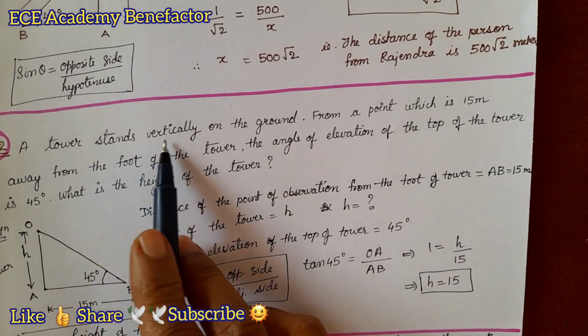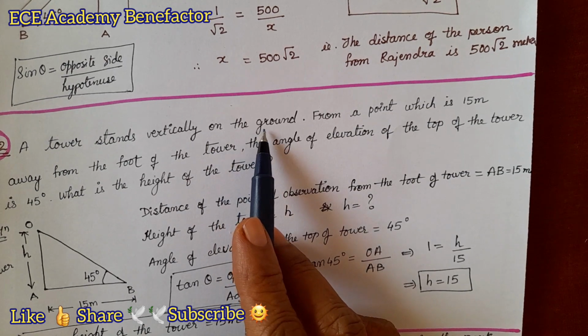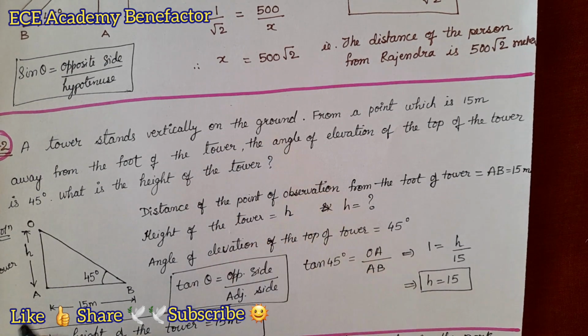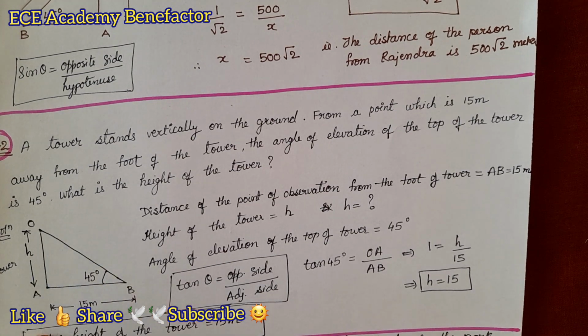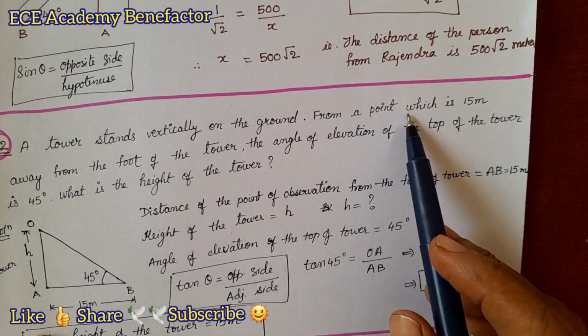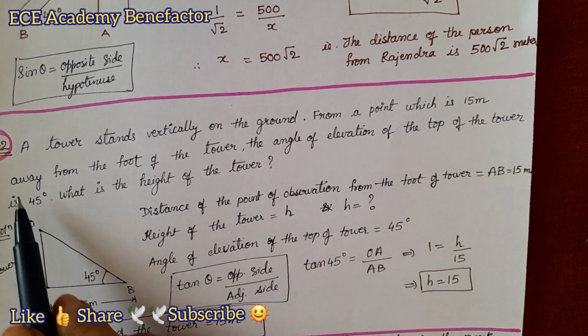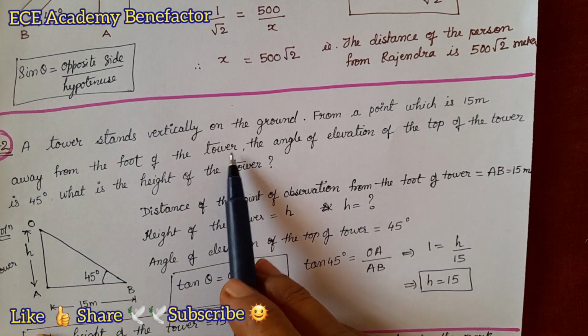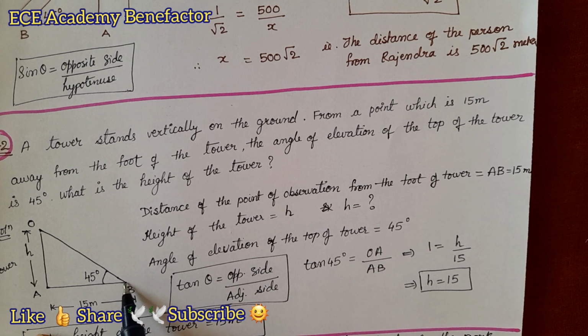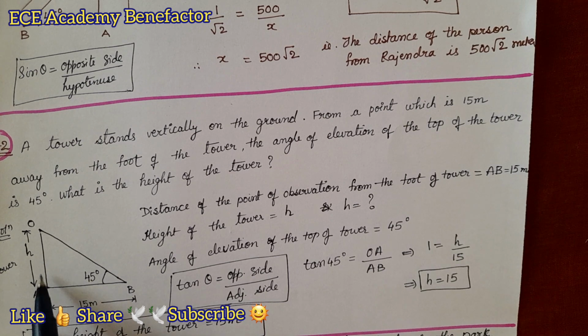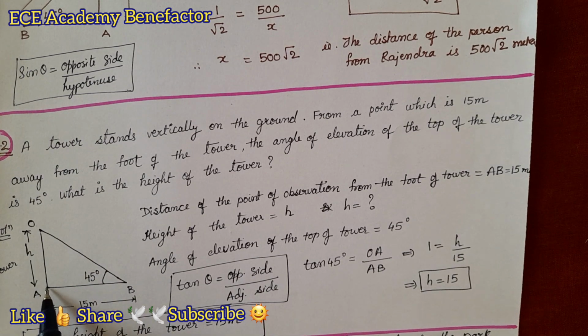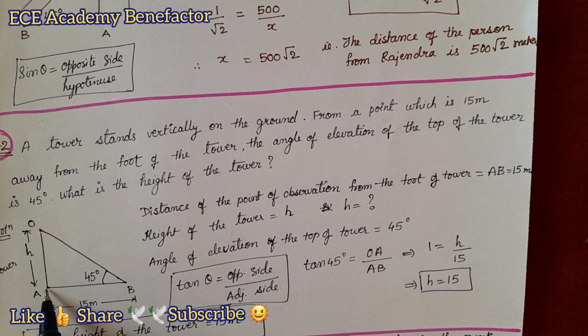A tower stands vertically on the ground. A tower is standing vertically on the ground from a point which is 15 meters away from the foot of the tower. So, there is a point which is 15 meters away from the foot of the tower. This is the tower, OA is the tower, and A is the foot of the tower.